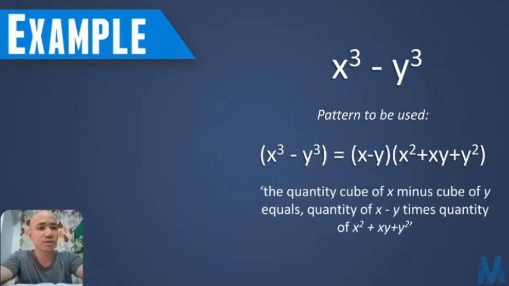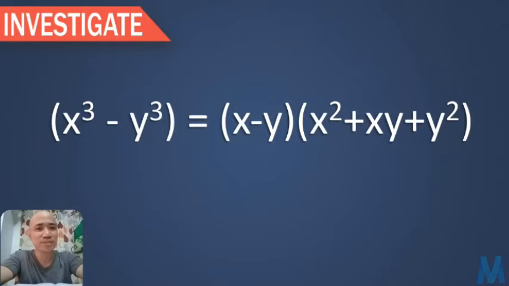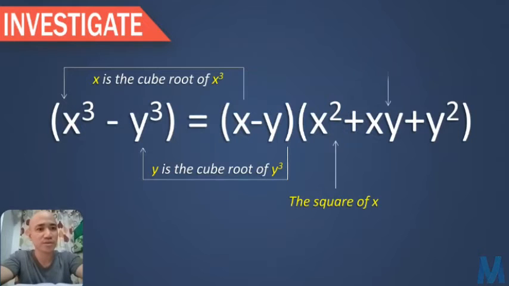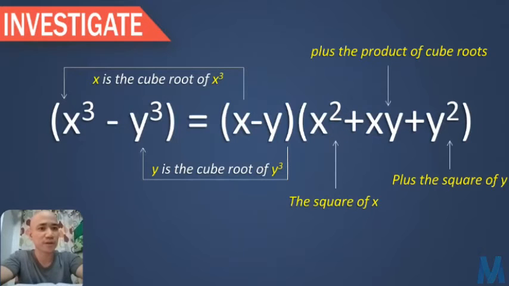Okay? So the quantity cube of x minus cube of y is equal to quantity of x minus y times quantity of x squared plus xy plus y squared. We have x cubed minus y cubed is equal to quantity x minus y. And x is the cube root of x cubed and y is the cube root of y cubed. So second parenthesis, you have the square of x, so x squared. xy is the result if you multiply the cube roots, and y squared is the square of y. Okay?